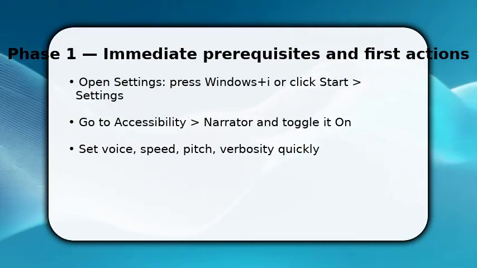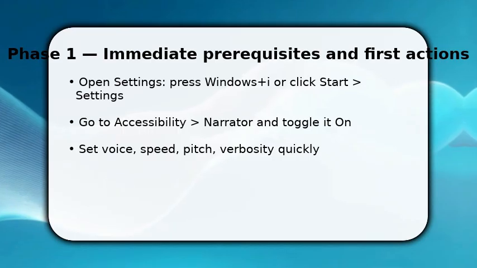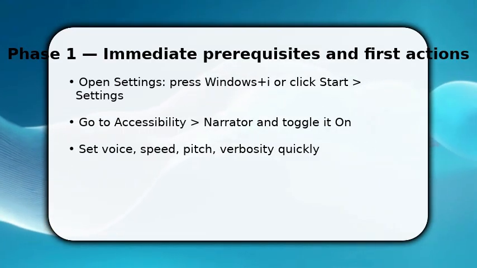You'll begin by turning Narrator on. Press Windows plus I or Open settings from start. Once done, go to Accessibility and choose Narrator. Make sure to toggle Narrator on so it begins speaking immediately.